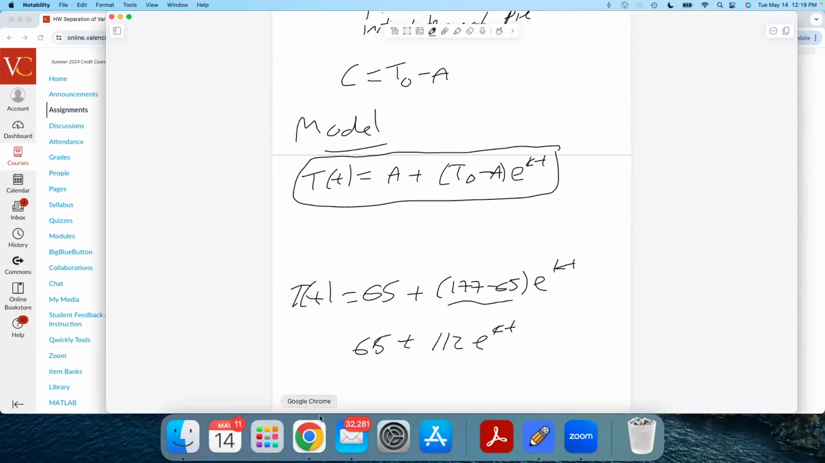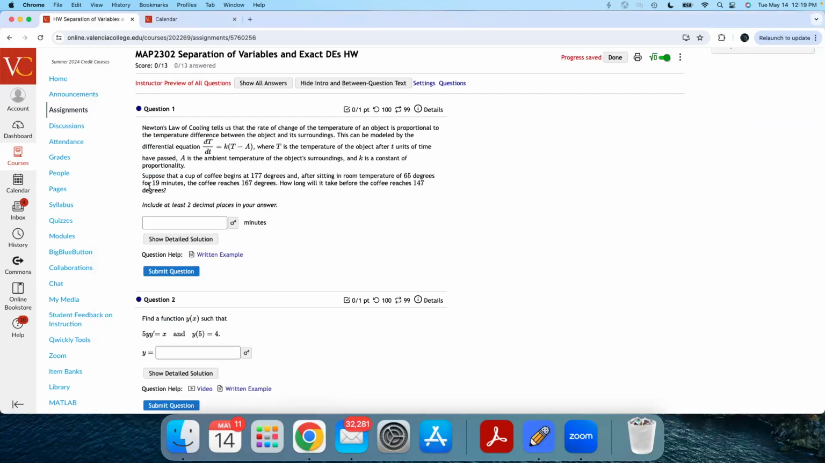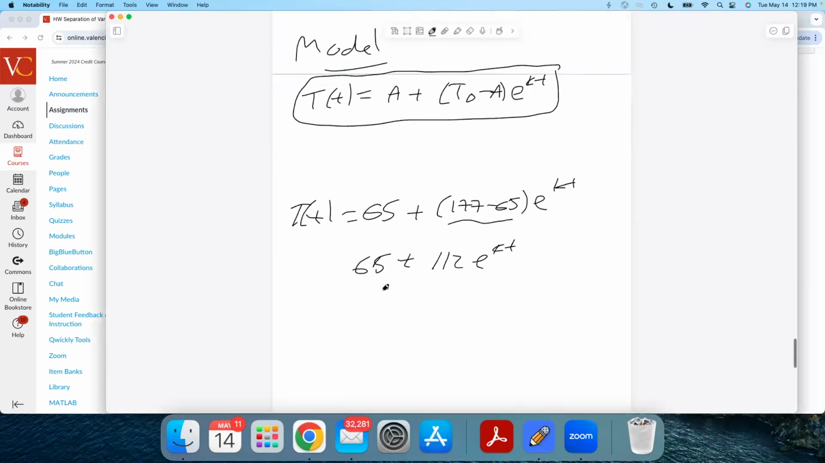Then you're given a point. You're given that T of 19 is 167. So you're going to plug in 19 for t, set that equal to 167, and do a little bit of algebra to solve for K. And this is what happens in the real world. Finding K from first principles based on heat capacities and whatnot is a real pain. It's possible, but it's hard. This is what we normally do. We let the thing cool off for a little bit, we measure a new temperature, and we experimentally find K.